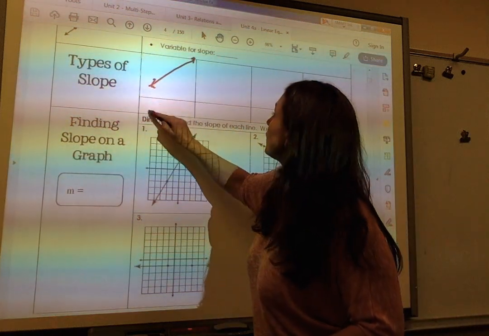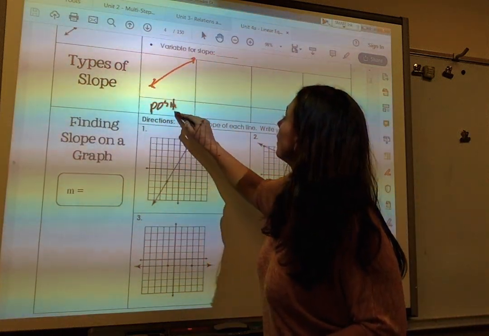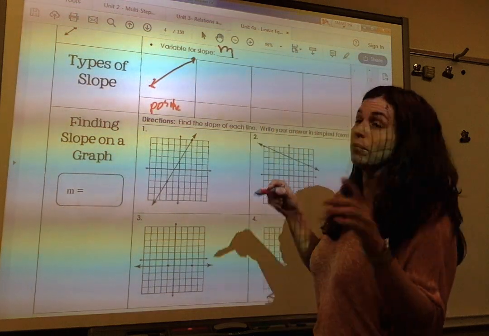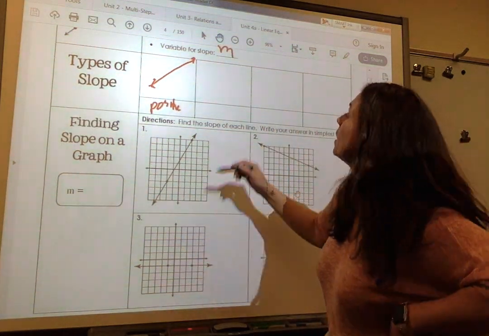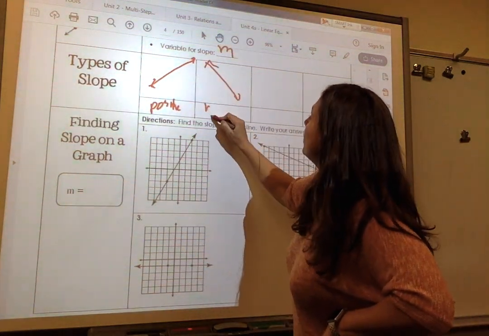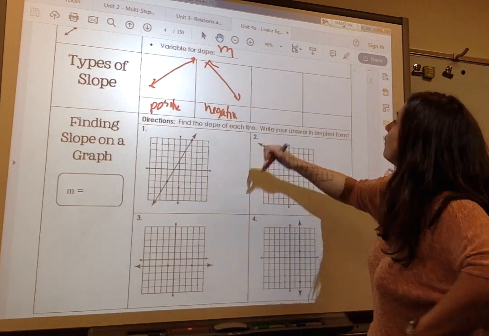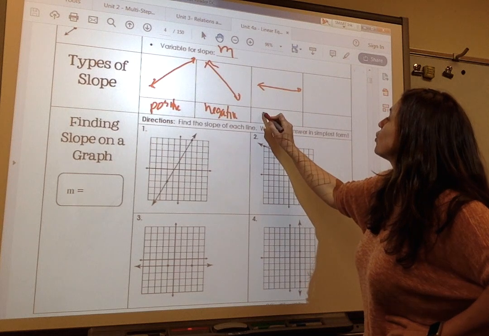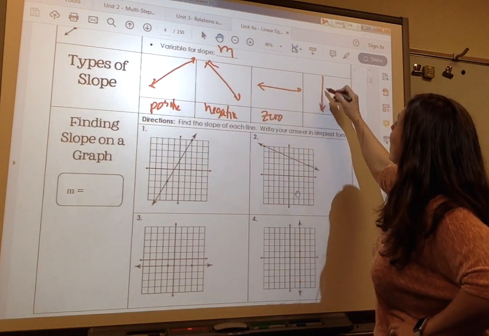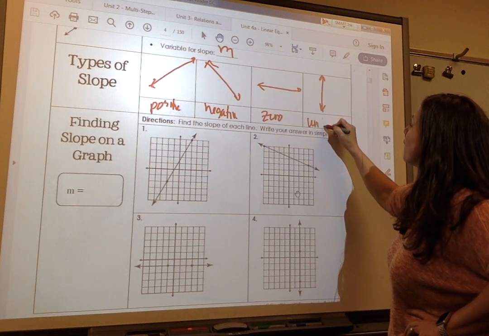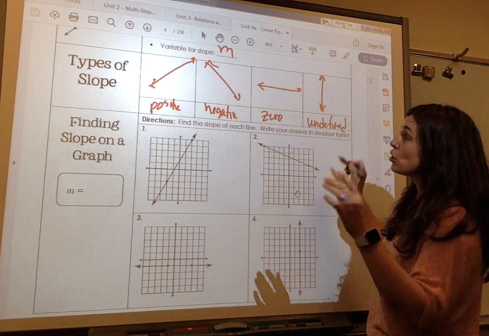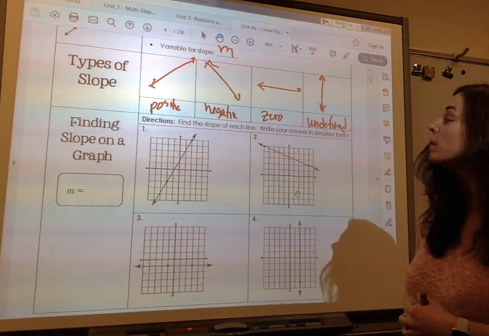This is a positive slope. Oh, and the variable for slope is m, which we talked about, took place on a mountain. We have a negative slope. A negative slope is where he skis left to right, he goes downhill, negative. We have a zoom, which is a zero slope. And we have a dead, which is an undefined slope. So those are the 4 types of slope that we have.